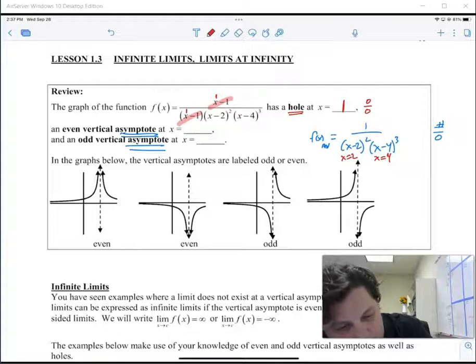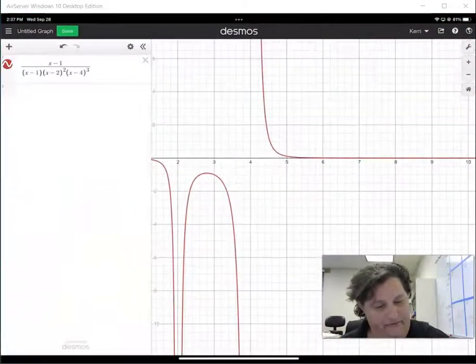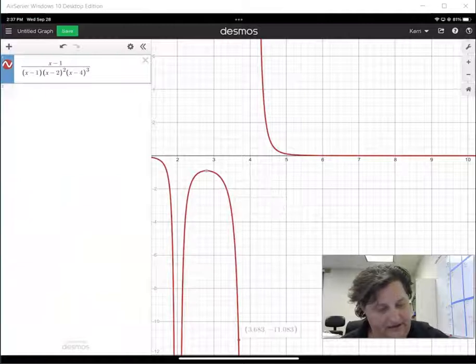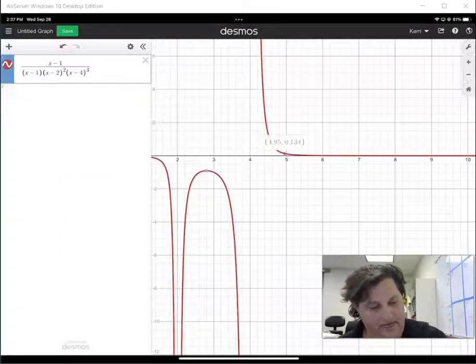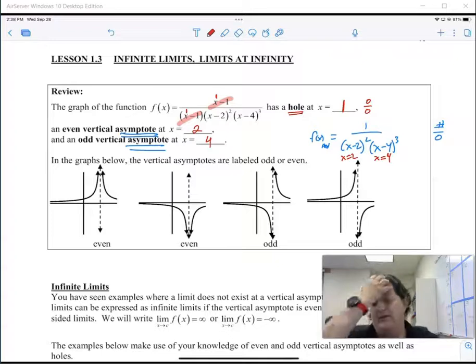Oh, it already said x equals 2. Now let's look at 4. At 4, from the left is going down, from the right is going up. That is called an odd asymptote. All right? Now, how do I know? So even will go the same way, odd will go opposite ways.